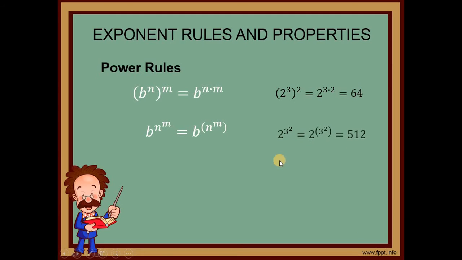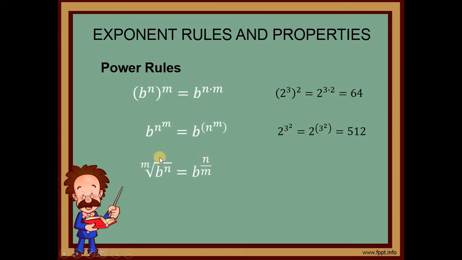So let's have an example. We have 2 raised to 3 raised to 2. This equals to 2 raised to 3 raised to 2. 3 raised to 2 is 9. So magiging 2 raised to 9 or simply 512. And that's it.